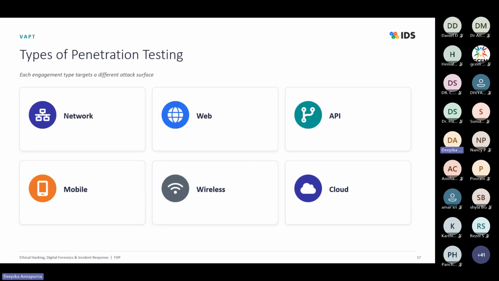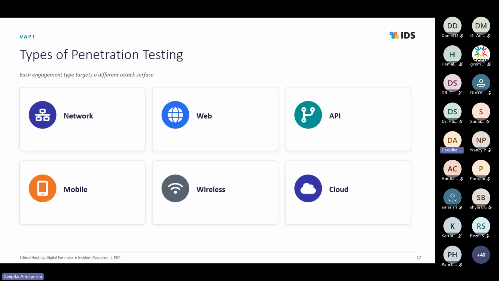So what are the types of penetration testing? Penetration testing is not limited to a website or the application. Organizations will operate many different technologies, right? So let's understand each type. First one is the network. Network penetration testing will focus on routers, switches, firewalls, servers, active directories, everything that comes under that case.